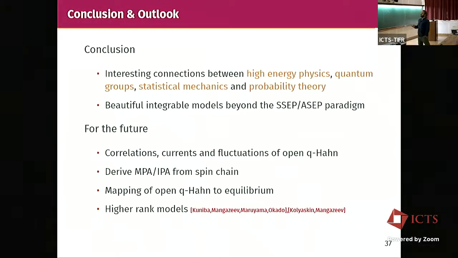So that's it. For the future, we would like to compute some observables. Then, the mapping of the open q-Hahn to equilibrium, like even the ASEP, we do not know how to map this to equilibrium. And there's room for generalizations to higher rank models that were studied by Kuniba and collaborators, and also recently by Mangazeev and Kolyaskin, who found some K matrices here. So this is certainly nice too.